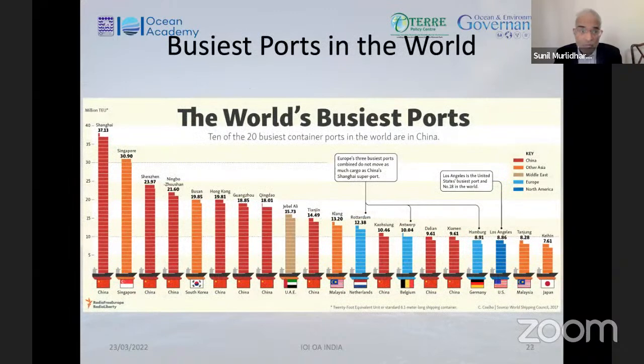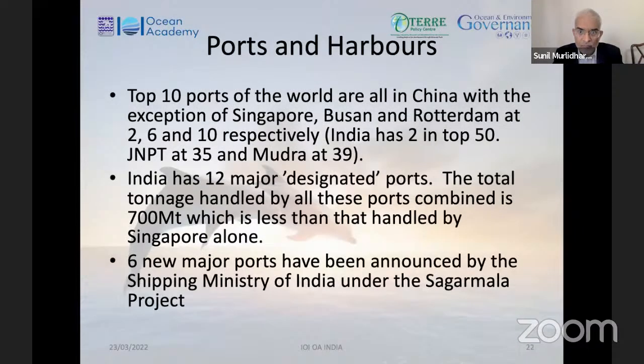Those are the busiest ports in the world, and you can see Shanghai as the biggest, and then you have Singapore, which is not in China, but the next two are in China, then Busan in South Korea, then again Hong Kong, Guangzhou and Qingdao, again in China. And then there's UAE at the 9th position. Sorry, what did I say before? Have I said something wrong? I think there's some numbering problem there, but they're more or less in that position.